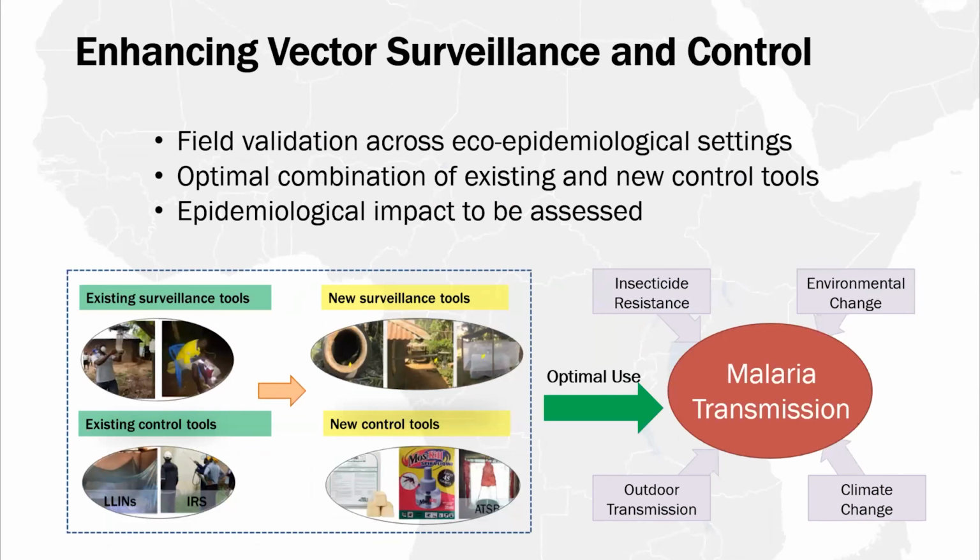Now, what happens at the end of the day with all this information and with all these tools? How do we enhance vector surveillance and control tools? By field validation across epidemiologic settings, optimal combination of existing and new control tools, and also looking at the epidemiological impact to assess which ones are better when either used in combination or singularly.